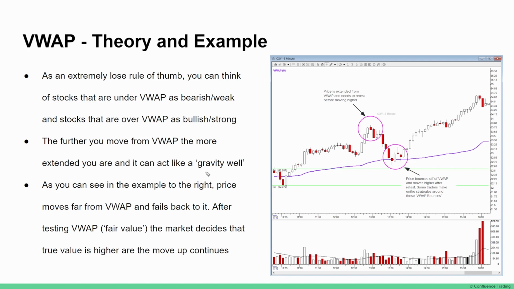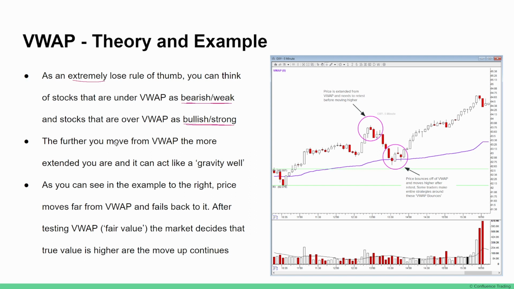So getting into the trading theory behind VWAP and using it intraday, I want to start with an extremely loose rule of thumb, and that is that you can kind of think of stocks that are under VWAP as being bearish or weak, and stocks that are over VWAP as being bullish or strong. The theory behind this is that VWAP, again, kind of represents a quote-unquote fair value for that point in time. And so if you're over fair value, then again, you're bullish. And if you're under fair value, then you're bearish. Again, extremely loose rule of thumb.